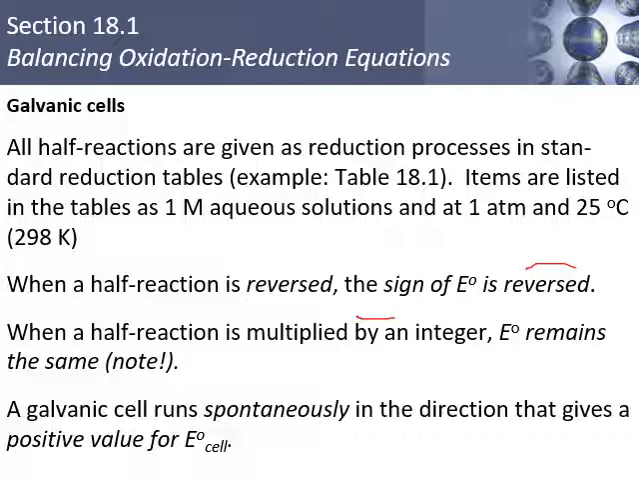And then the very last statement, a galvanic cell runs spontaneously in the direction that gives a positive voltage or a positive value for E naught of the cell. The E naught of the cell here stands for the standard cell voltage. When you see this degree sign right here, it means you did it at 1 atmosphere, 298 K, and with 1 molar concentrations.